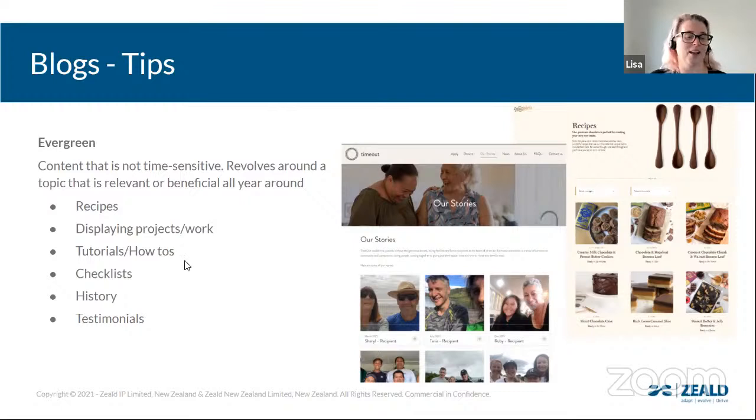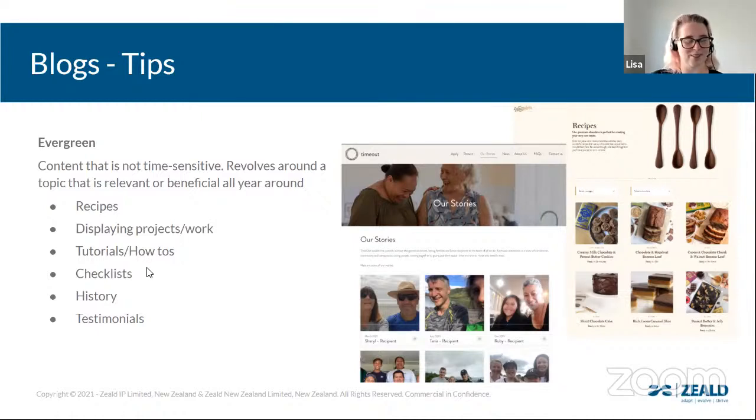Tutorials or how-tos, so how to use your products or how to maintain potentially something that someone's come out to do. So maybe you're a house wash company, you come out, wash the house, you may have some tutorials or how-tos on how people can then maintain that till their next house wash.